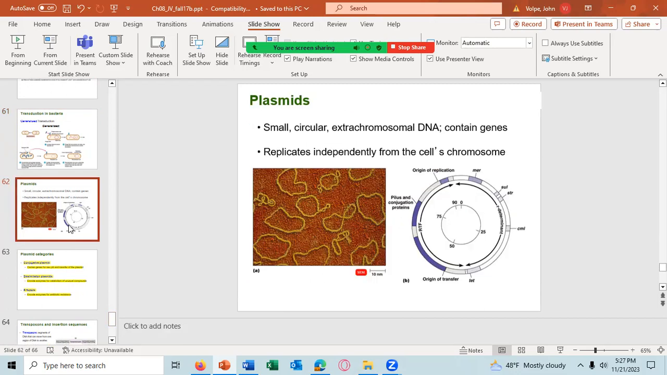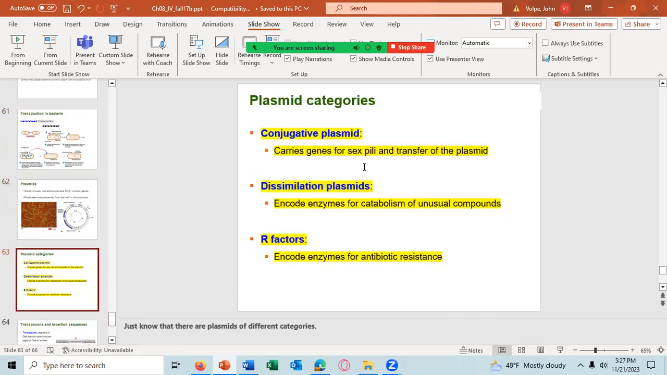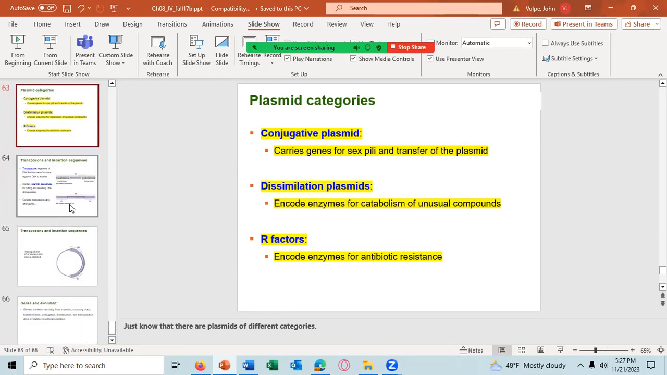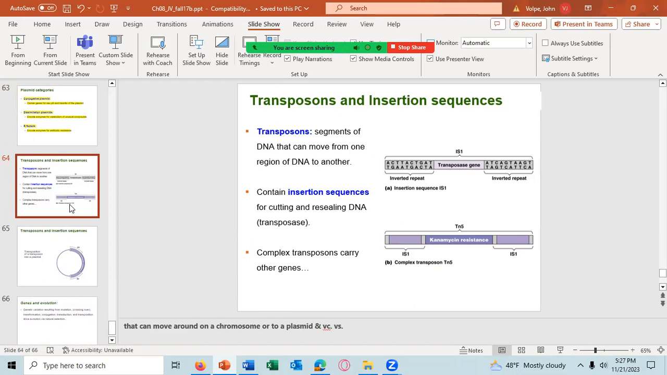So plasmids are important in cells. You should know there are different categories of plasmids. You don't need to know the names of the categories or what they are. Any question about plasmids? If not, let's move on to transposons and insertion sequences.